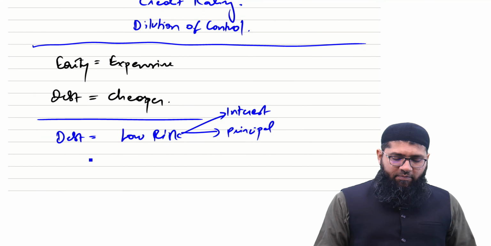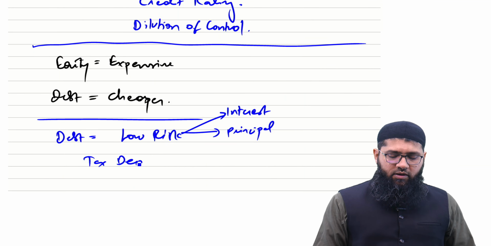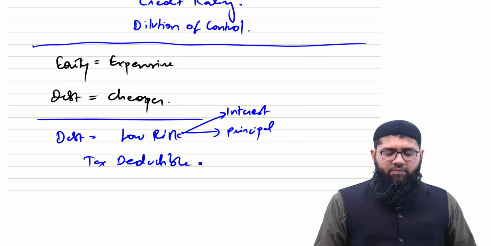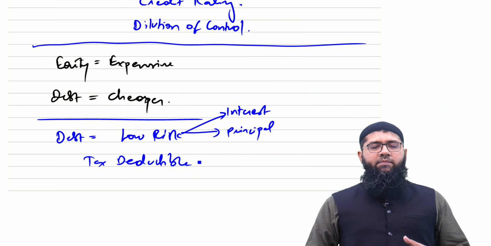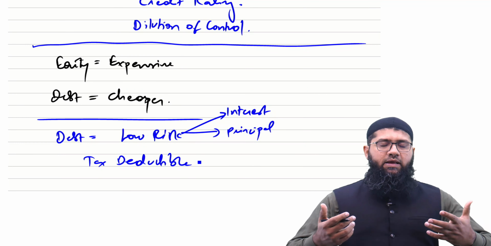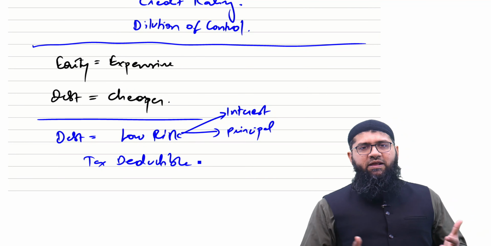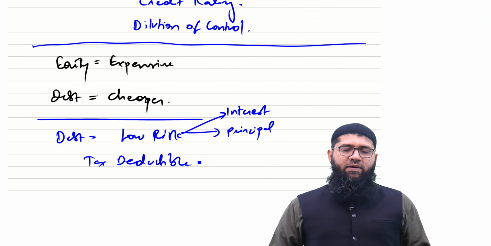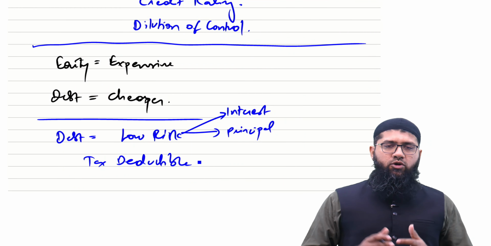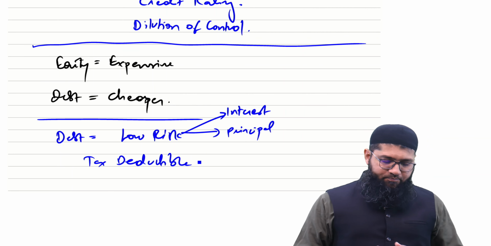Plus at the same time, debt is tax deductible. Now what exactly do we mean by debt being tax deductible? It means the interest expense is claimable as an expense. So if you want to claim interest as an expense, the tax authorities would allow you to claim it.